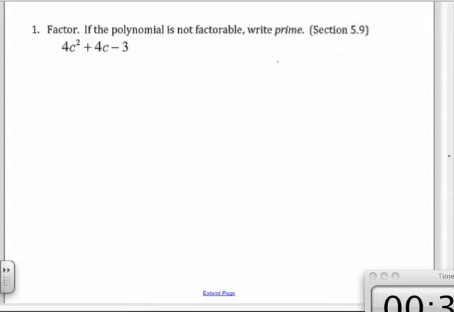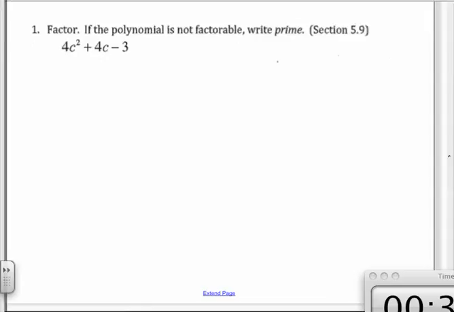The second question I want to ask myself is, how many terms do I have? Do I have two terms? No, I don't have two terms. Then it cannot be the difference of two squares. I have three terms. Now the next question is, if I have three terms, is there a number in front of the x squared, or the c squared in this case? Yes, there is a number in front of the c squared. So what do I need to use? Alexander? Quadratic formula.